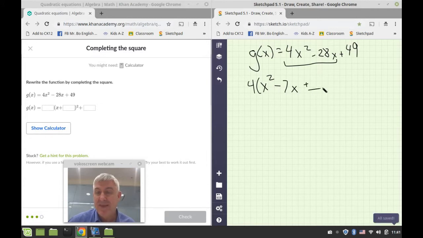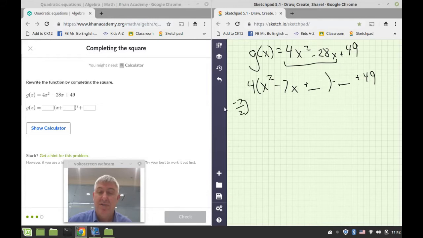I'm going to need to add a constant, and then I'm going to need to subtract the same thing. And 49. We can do it a different way. You can think about pulling it out, or adding to both sides if it's an equation and not a function. There's lots of ways to do it. I teach my kids to do it this way if they don't know what else to do, because it's kind of hard to mess it up.